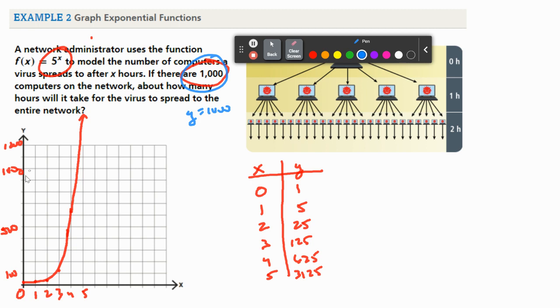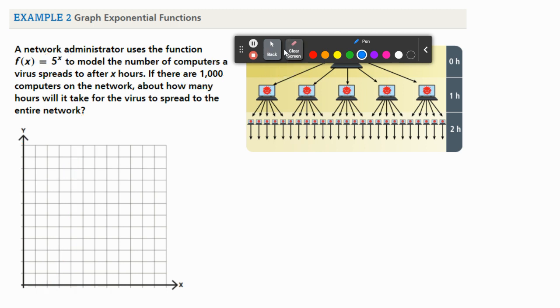If I go to where y is 1,000, right here, and I draw a horizontal dotted line across, this point right there is an x value, and the y is 1,000. Notice it's somewhere between 4 and 5. So I'm going to go back to Desmos, type in y equals 1,000, and get a better picture. But this is the graph we want to see in your notes. Okay? All right, so let me clear that.